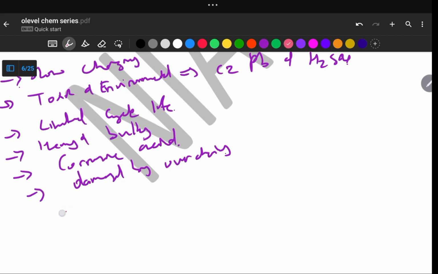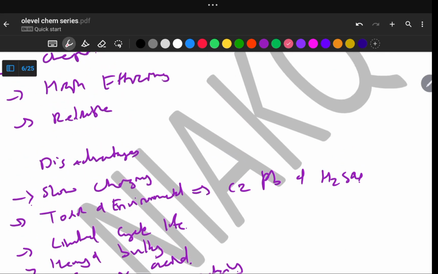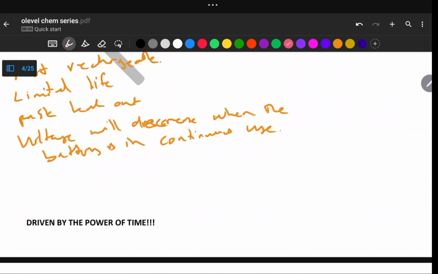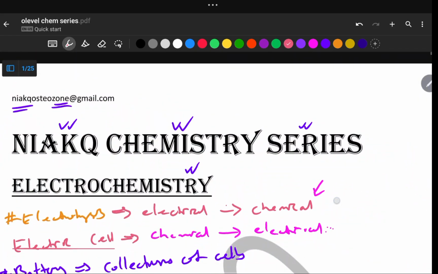For the common uses, we can use it as car and truck batteries, right? And then as a solar battery. And then we can use it in backup power systems, as simple as that. So this is what you need to know concerning the lead acid accumulator battery. And we are done with the secondary and the primary cells, the electric cells.